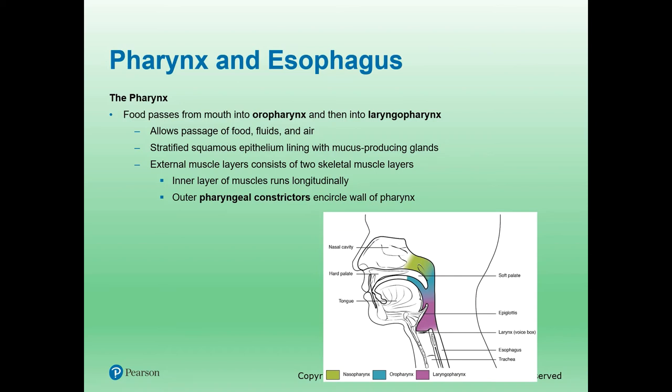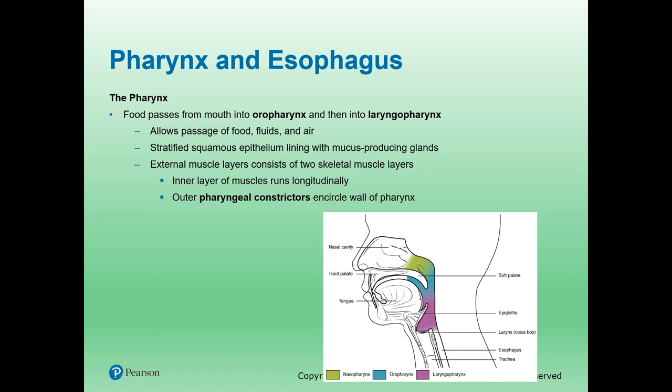And if we talk about the lining of the pharynx itself, the oropharynx and the laryngeal pharynx, this is where we can get laryngitis, right? If inflammation goes down into this area here, this is where we can get our laryngitis. But the layers of the tissue here, first of all, the epithelial tissue is stratified squamous. So we're not like our simple columnar.